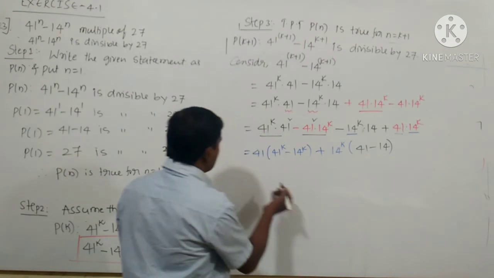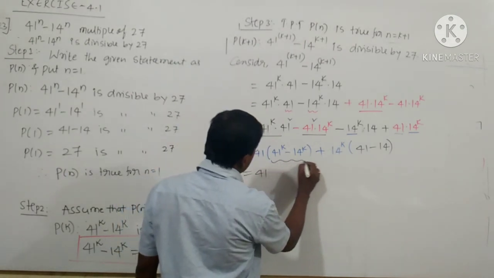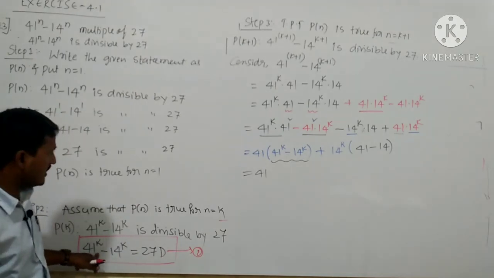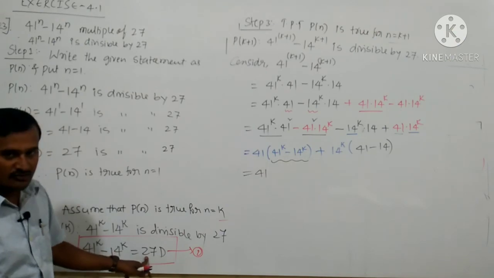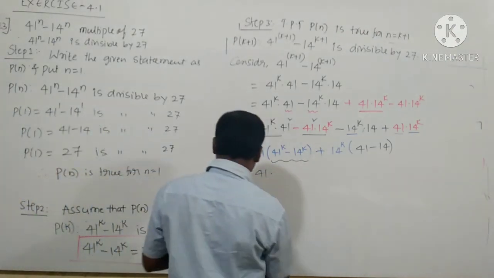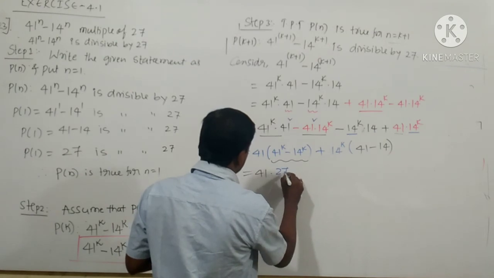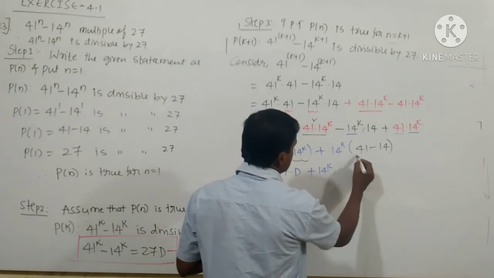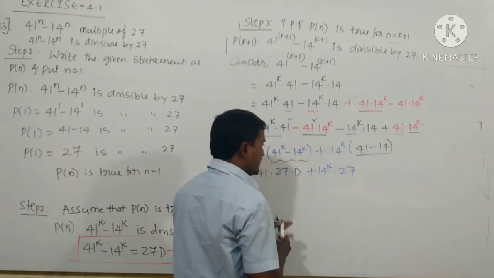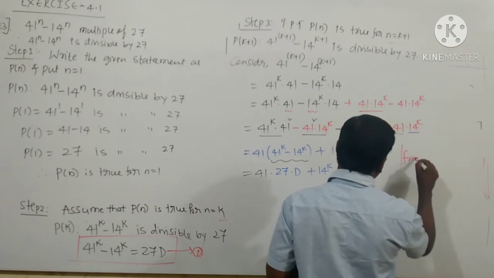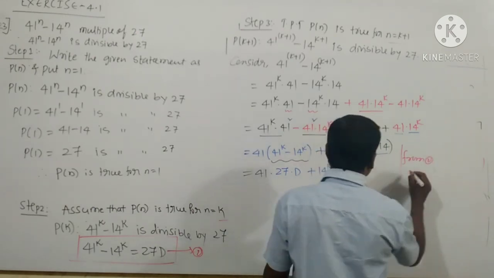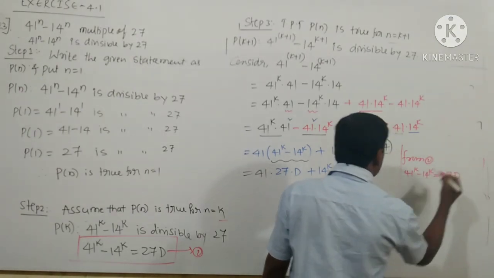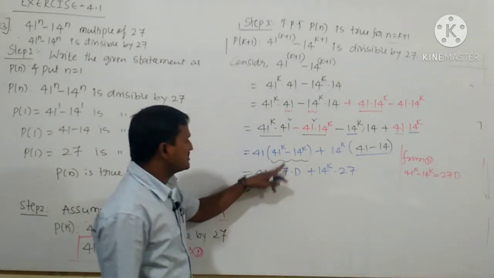Okay, right. So again replace the value. What is the value of this one? 41 raised to k minus 14 raised to k, we will write 27 times d. Therefore here we will write 27 times d, plus 14 raised to k as it is. So what is the value? 27. So here what we used? From 2 we will write, from 2 what is the value? 41 raised to k minus 14 raised to k is equal to how much? 27 times d. Okay, I have replaced the value of this one.